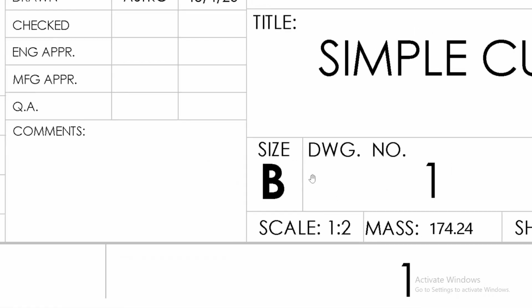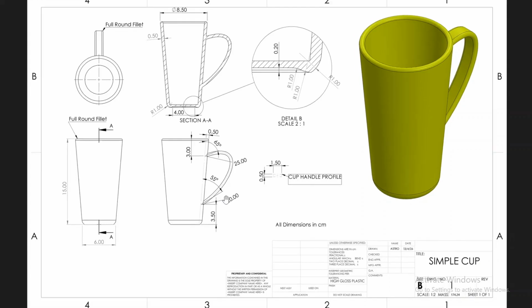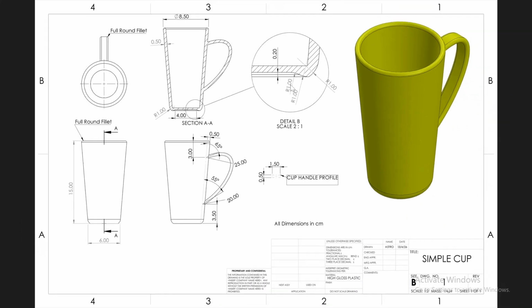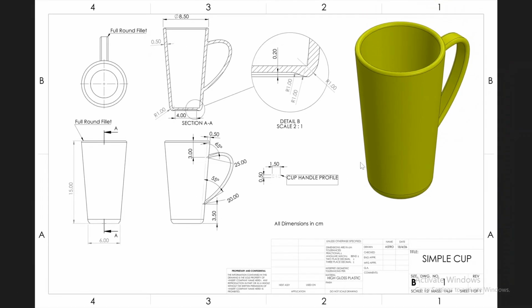Okay, so let's see if we missed anything. Did we miss anything? Four round fillets here. Six. I don't think we missed anything. No, I don't think we missed anything. There's not much difference, to be honest. So that's all for this model.